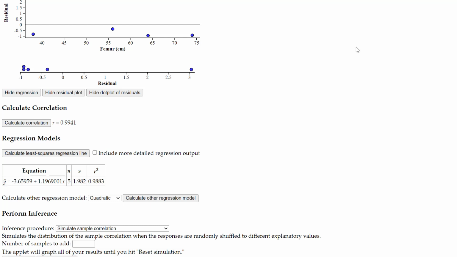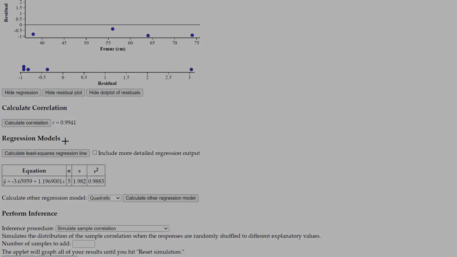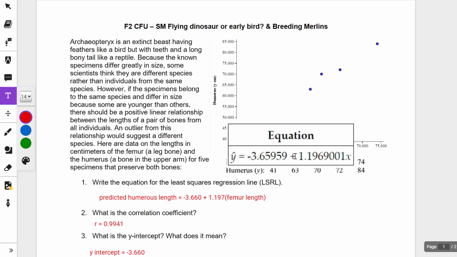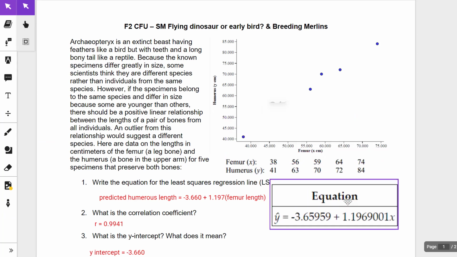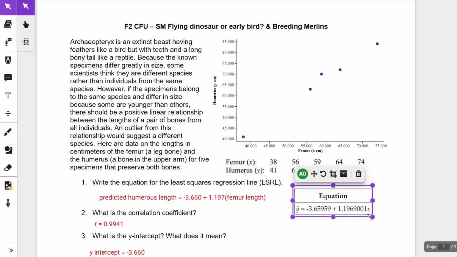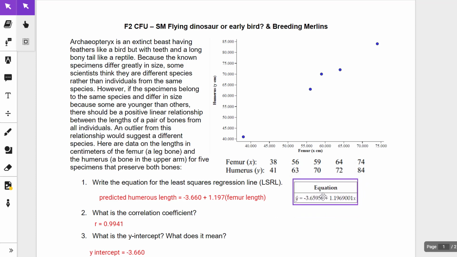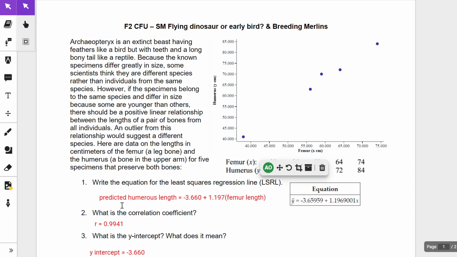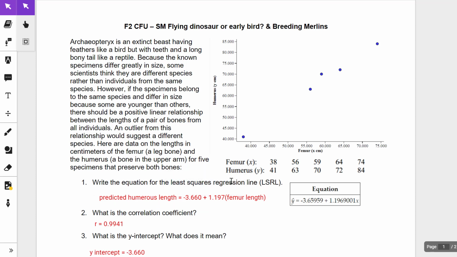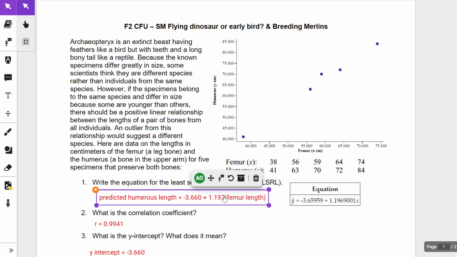If you go ahead and type this bit in, here's your equation from the statlet. I'm going to paste it in here just so you can see what the equation looks like. That's the equation straight out of the statlet. Ideally, you should write the equation so that it is in context. What do I mean? Instead of y hat, I'd say the predicted humerus length, because that's the y, equals, and there's your value, which I rounded a little bit, plus the slope, and then the x, which is the femur length.